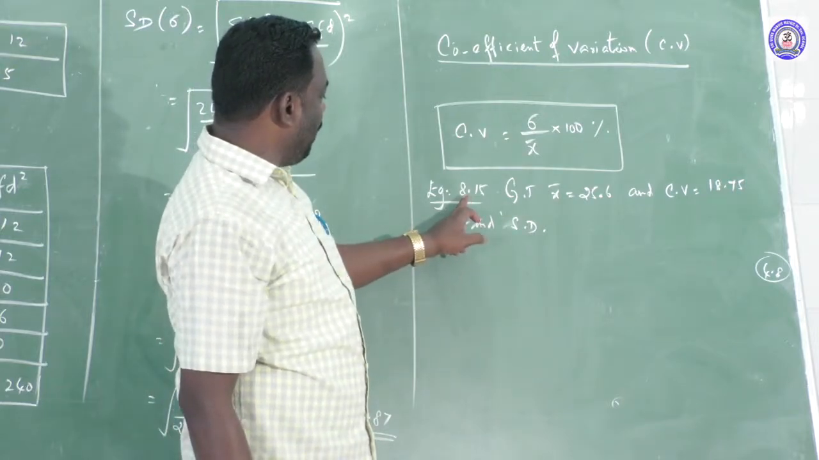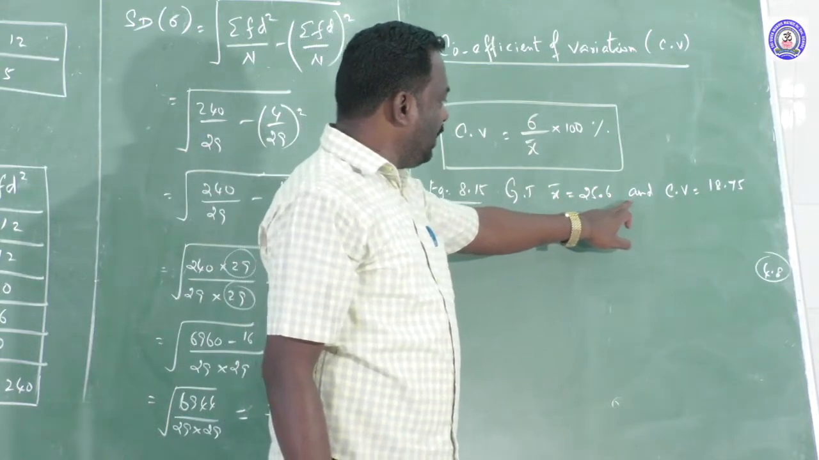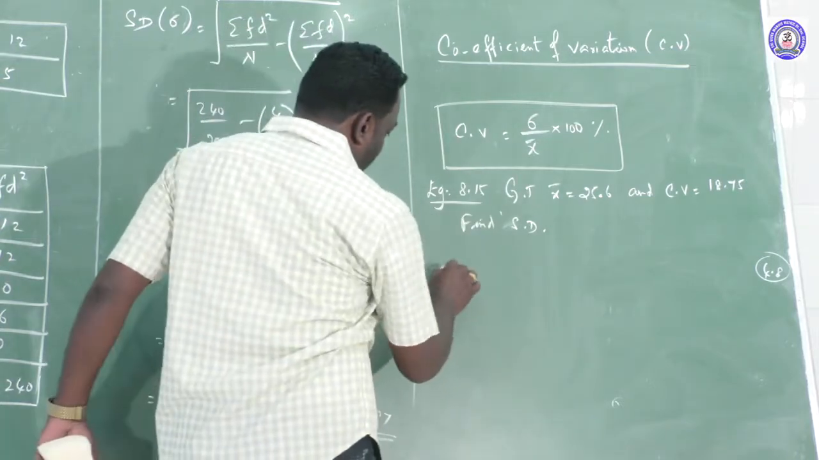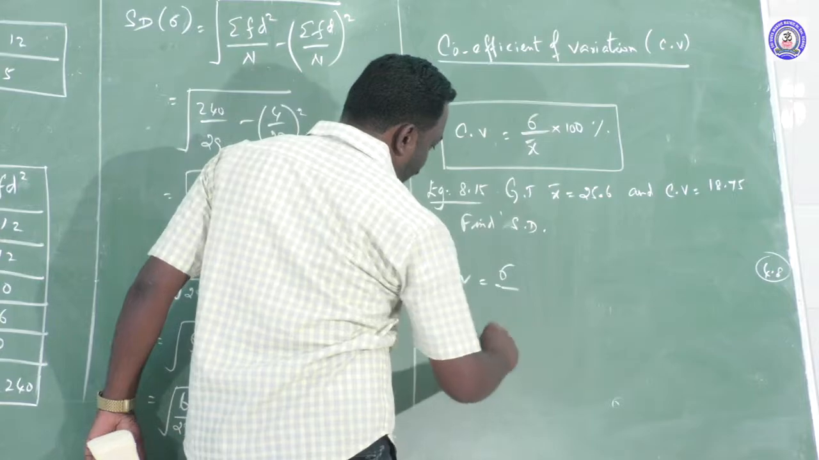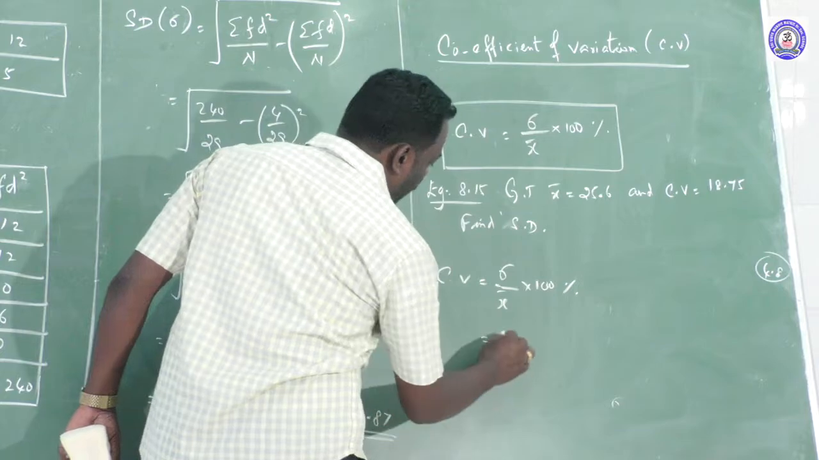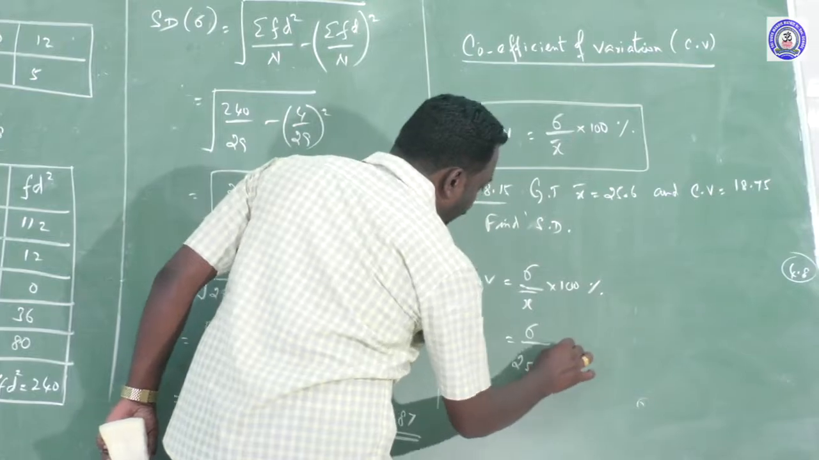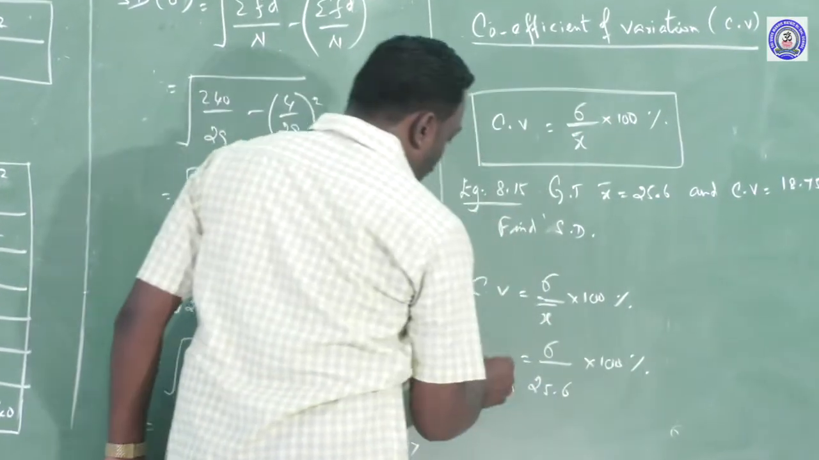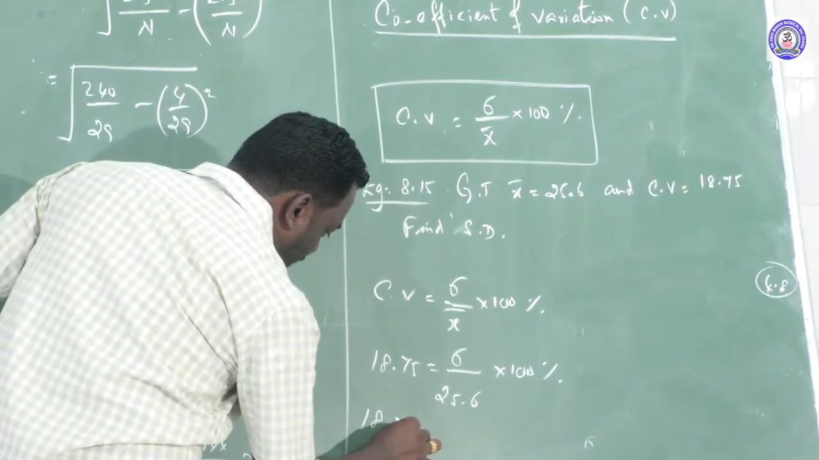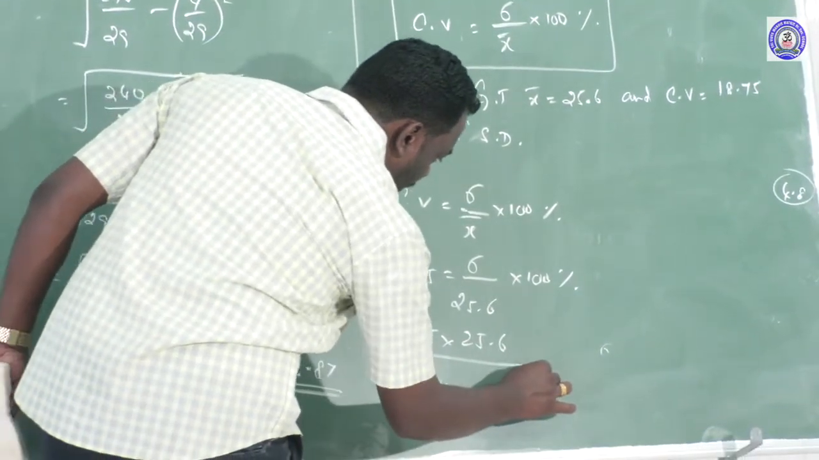For example, example number 8.12. Given x bar, the mean, is 25.6, the coefficient of variation is equal to 18.75, and find the standard deviation. We know the coefficient of variation is equal to sigma by x bar into 100 percent. That is equal to sigma, we don't know, the x bar value is 25.6, into 100 percent, and the coefficient of variation is given as 18.75. Just transfer 18.75 into 25.6 by 100, that is equal to sigma.